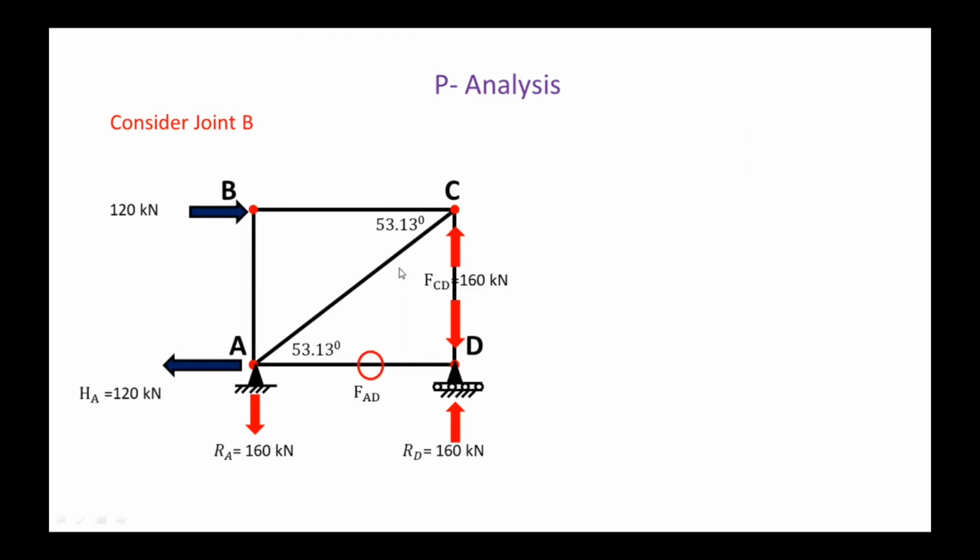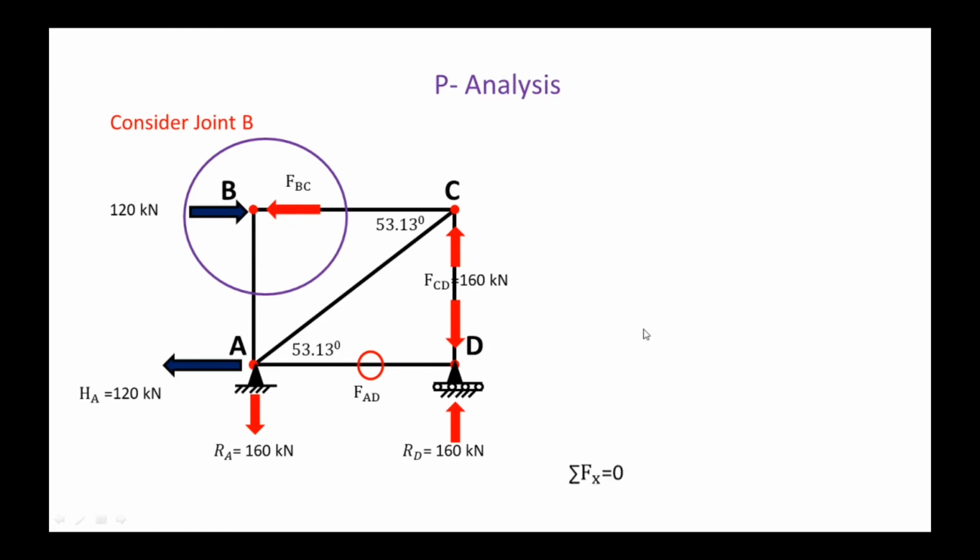Now next is to consider the joint B here. Here we have the member force FBC. So apply the sigma Fx condition because this member is horizontal. We are assuming the direction of FBC is toward the joint.